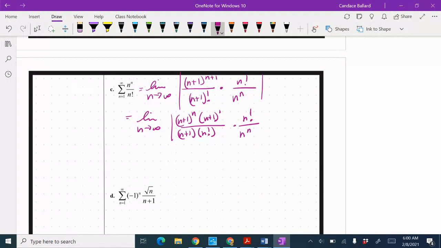All right, and then I'm going to look at doing some canceling here. So it looks like my n factorials cancel. n plus 1 cancels, so I am left with the limit as n approaches infinity of (n plus 1) to the n over n to the n, which I could rewrite as (n plus 1) over n all to the n power. Now, this isn't something you would probably know unless I told it to you.